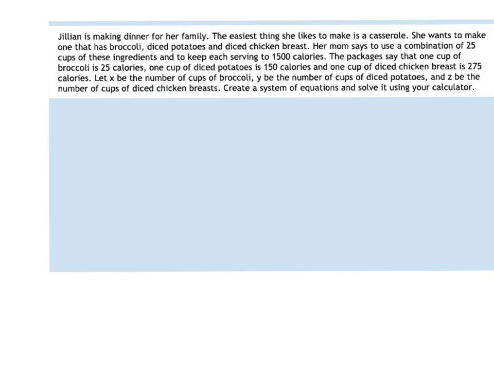And now we're going to take a look at a word problem that will use these same ideas. It says, Jillian is making dinner for her family. The easiest thing she likes to make is a casserole. She wants to make one that has broccoli, diced potatoes, and diced chicken breast. Her mom says to use a combination of 25 cups of these ingredients and to keep each serving to 1,500 calories. The packages say that 1 cup of broccoli is 25 calories, 1 cup of potatoes is 150 calories, and 1 cup of diced chicken breast is 275 calories.